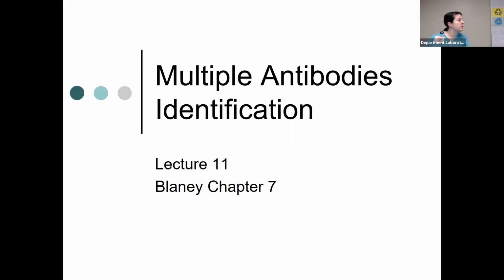In lecture 10, we started with our antibody identification. We talked about the crossing off procedure and the process of antibody identification. The ones we have done in lecture 10 were pretty straightforward, single antibody identification, okay? We're gonna step it up a notch. We're gonna start identifying multiple antibodies.